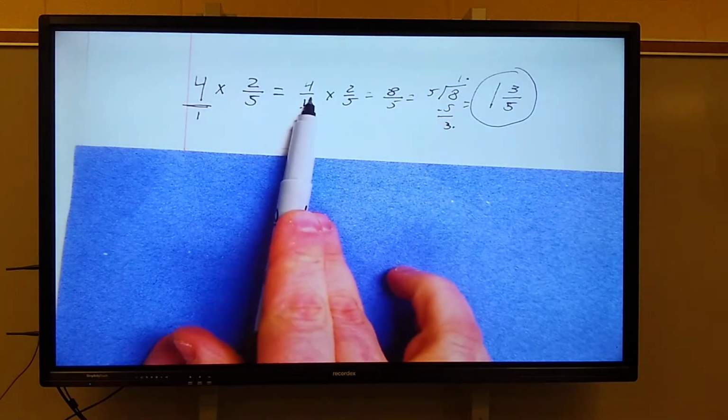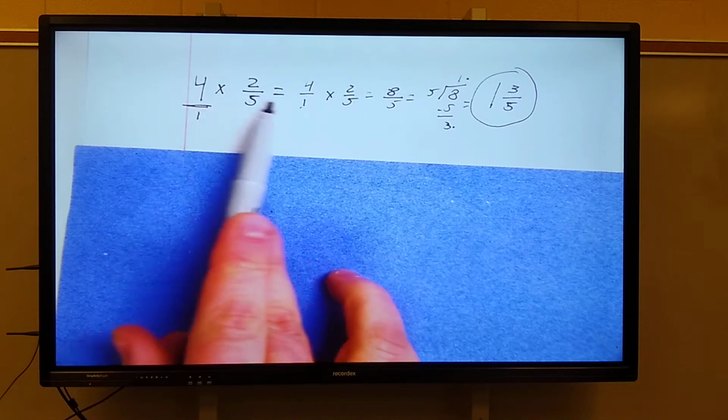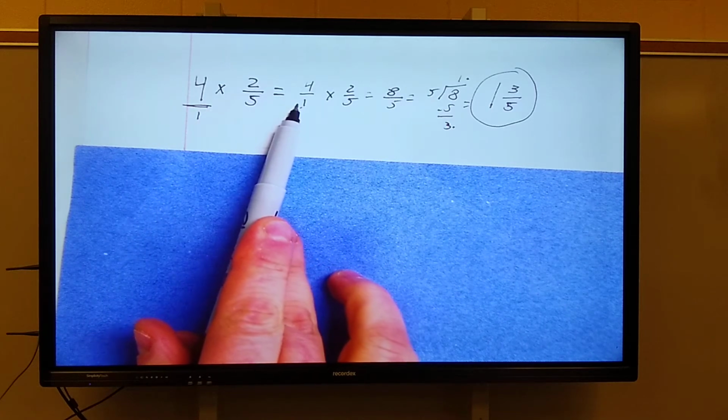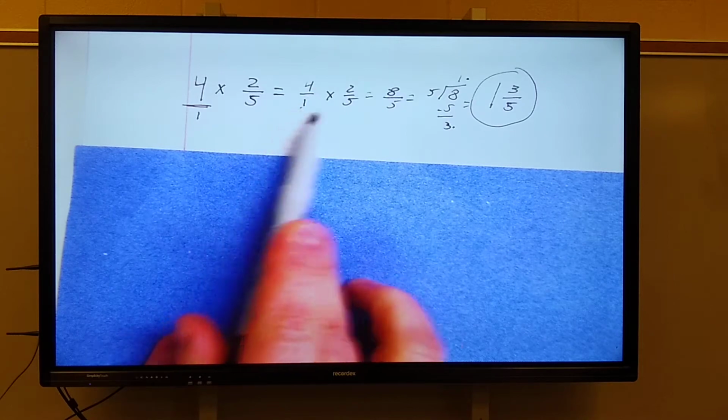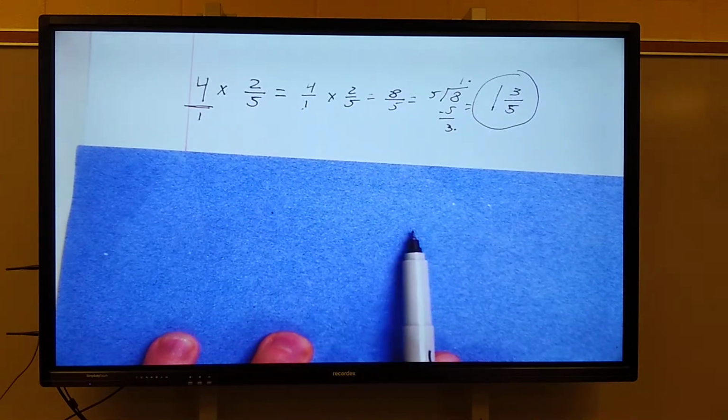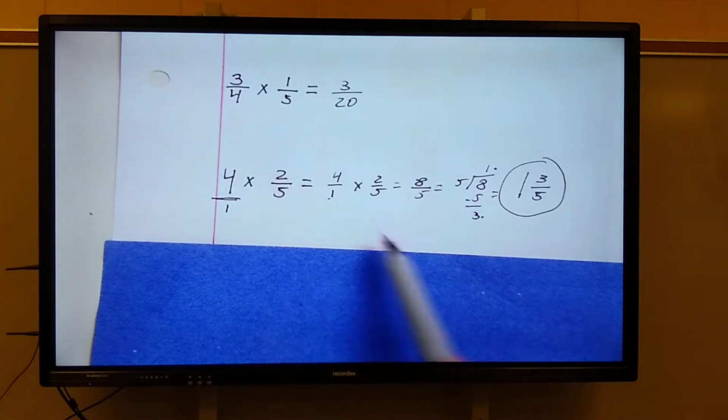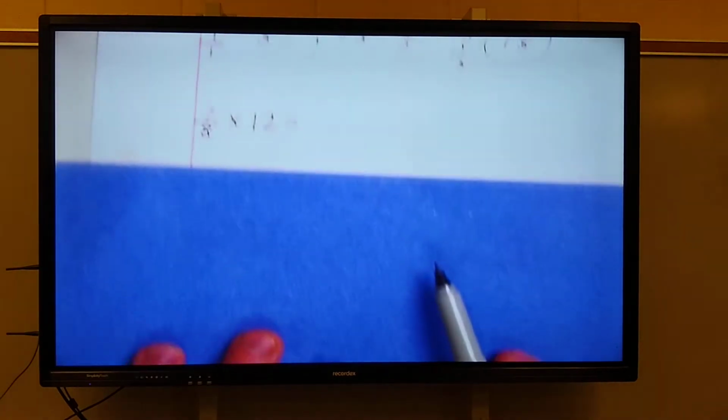Only thing new here is when you have a whole number, put a 1 under it as a denominator and then multiply like you normally would, like you did up here. Your turn. Solve that problem. Do that now. Pause the video.